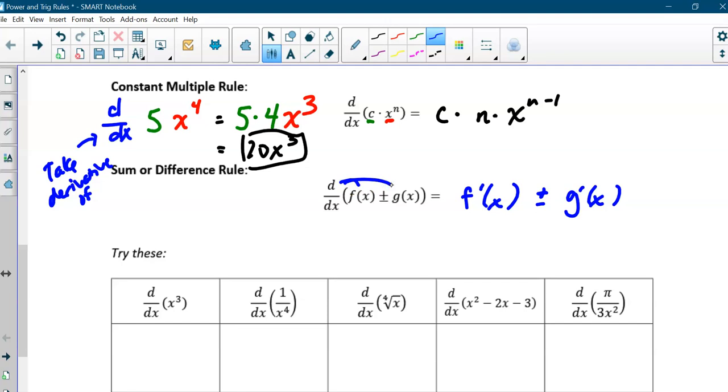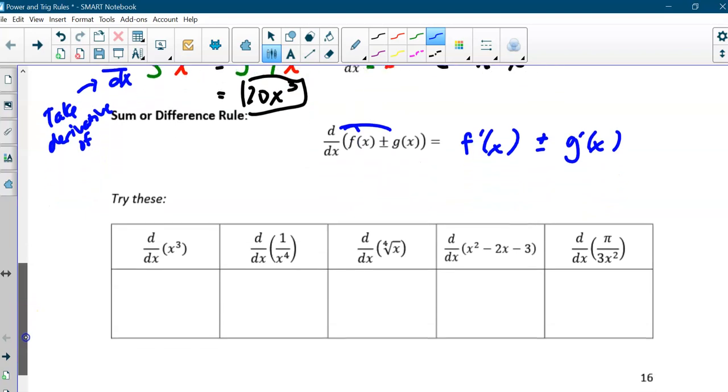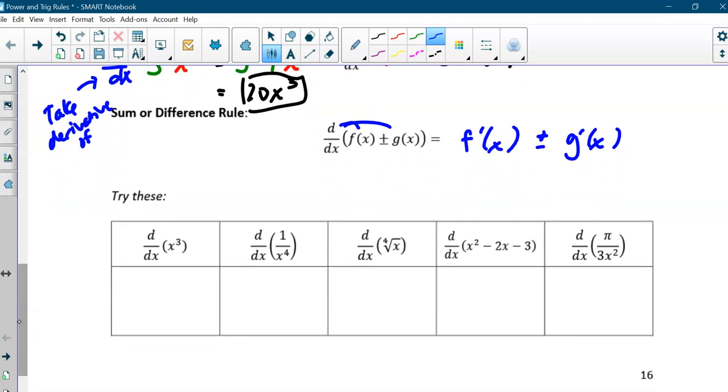So basically, you can distribute a derivative to a sum and difference. That does not work in product and quotient rules. When you have a product of 2 functions or a quotient of 2 functions or a composition of functions, there's different rules for those. So this distribution for derivatives only works when you have addition and subtraction of functions. So let's try some of these now and see if we got this.